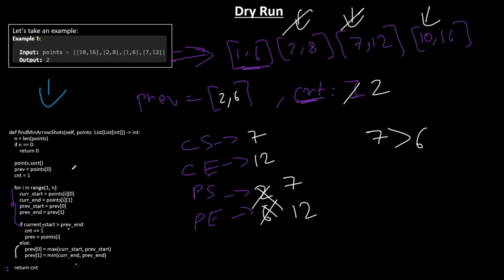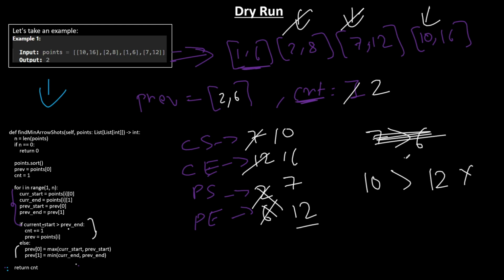Now again we come back, we update the current start. Current start is now 10 and current end is now 16. Correct? We check for this condition. What is the current start? It's 10, right? Is it greater than the previous end, which is 12? No, right? It's false. So what will happen? We will take the maximum of current start and previous start. Current start is 10, previous start is 7, right? So maximum will be 10. Current end and previous end minimum, right? So it's 16 comma 12. So it will be 12 itself because it is a minimum. So our previous updates to 10 comma 12.